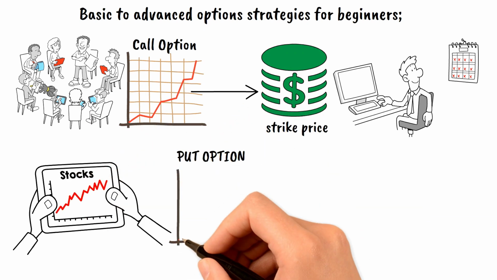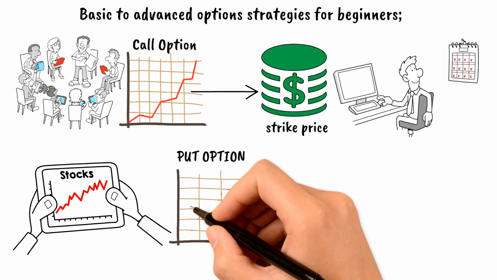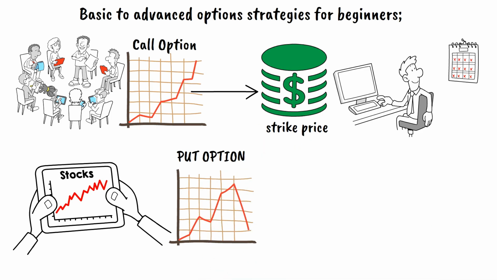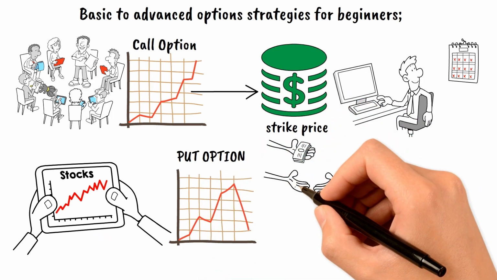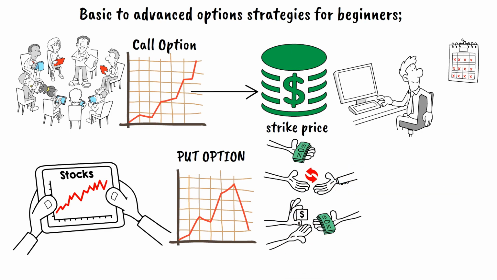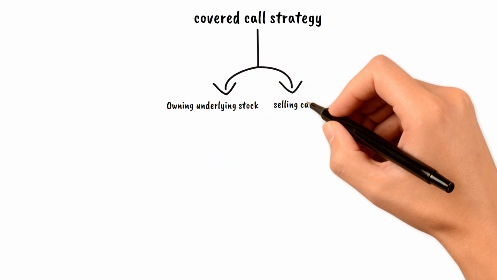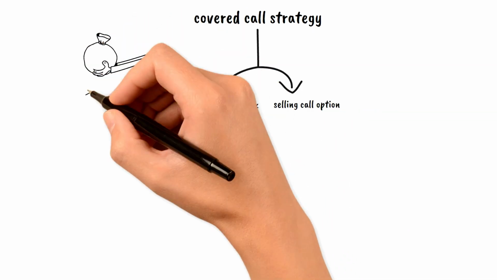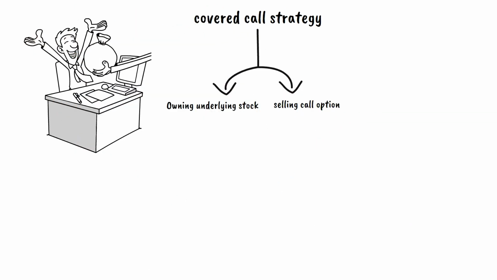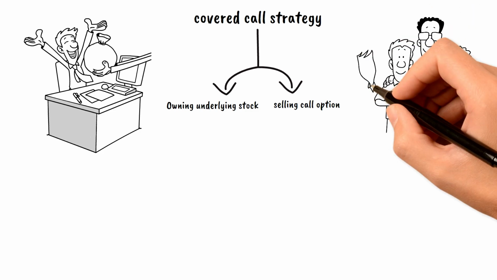Second, buy put options. A put option offers you to profit from a falling stock price. You can sell your underlying asset at the strike price before the expiration date by purchasing a put option. Also, use the covered call strategy that involves owning the underlying stock and selling call options against it. It can generate income from the premiums received and provide downside protection.